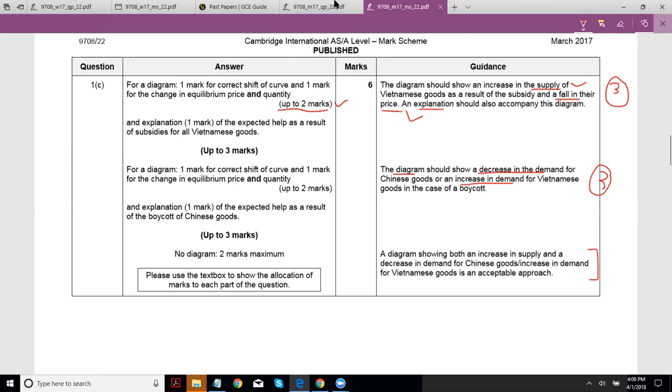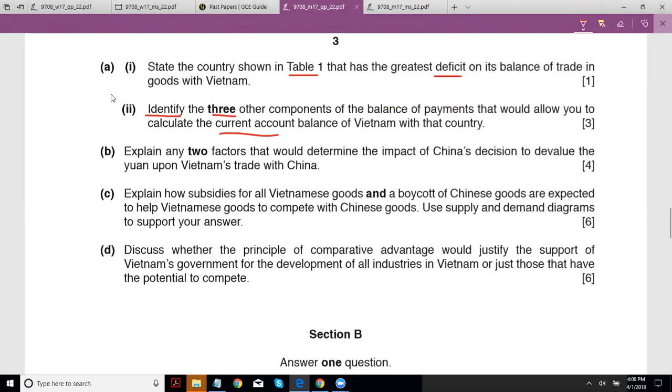Are we good with this question? Can we move on to the next one? Any questions with this? No. No. So who do we still have left? We have you guys. Okay.